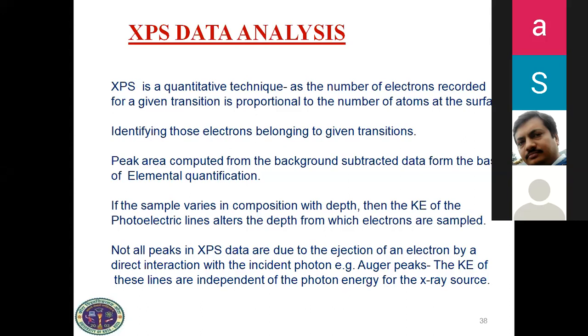If the sample varies in composition with depth, then the kinetic energy of the photoelectric lines alters the depth from which electrons are sampled. In this way, we can measure the depth up to which the X-ray photon has penetrated. All peaks in XPS data have to be analyzed due to ejection of the electron by a direct interaction with the incident photon. Auger peaks do not need to be analyzed.